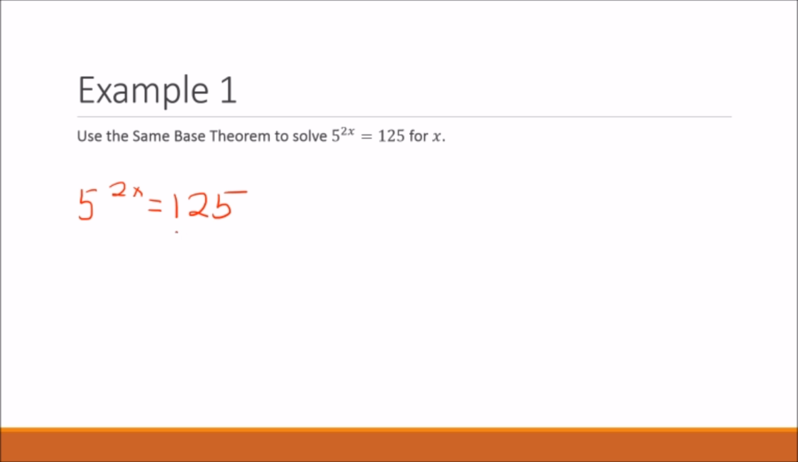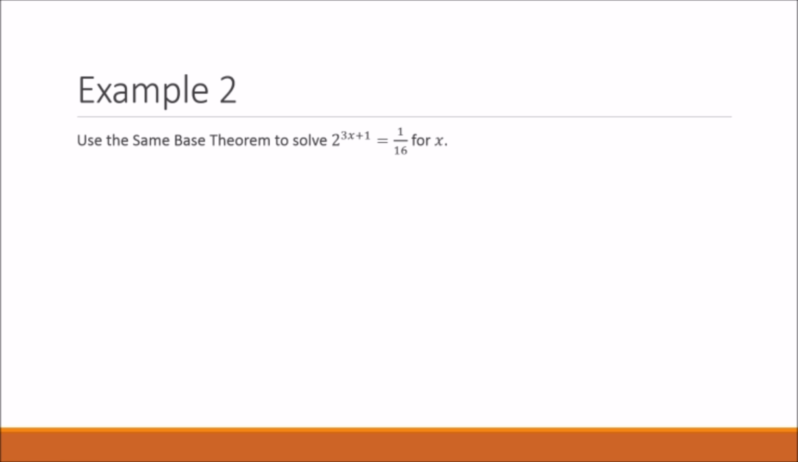I think it's much easier to start with 125 and write 125 as being 5 cubed. So now the equation that we're solving is 5 to the 2x is equal to 5 cubed. And we have 2x is equal to 3 from the same base theorem, and x is equal to 3 halves.